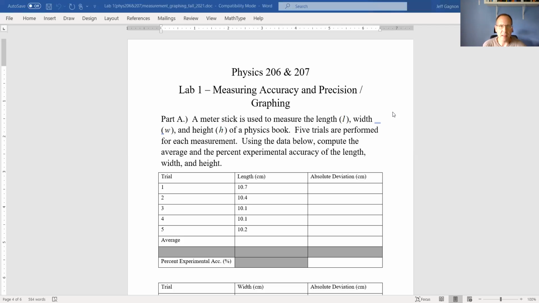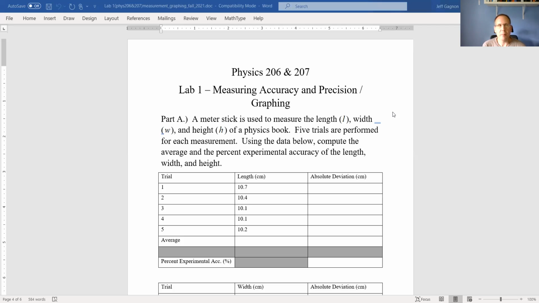Hello, everyone, and welcome to Lab 1 for Physics 206 and 207. This lab is an introductory lab on computing what's called percent experimental accuracy and percent experimental error, which are measurements of precision and accuracy, and also to get some exposure to graphing using Pasco Capstone for graphing.